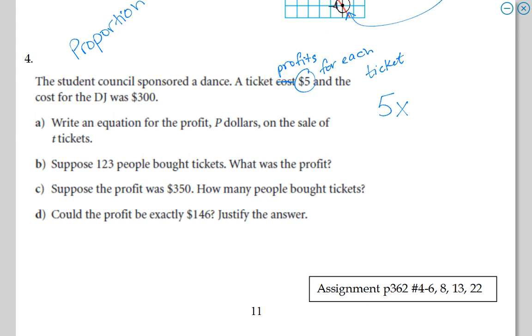Now you have a cost. Is cost sort of the opposite of profit? Profit is like, yes, money coming in, and cost is like money going out. So are you going to add 300 or take away 300?